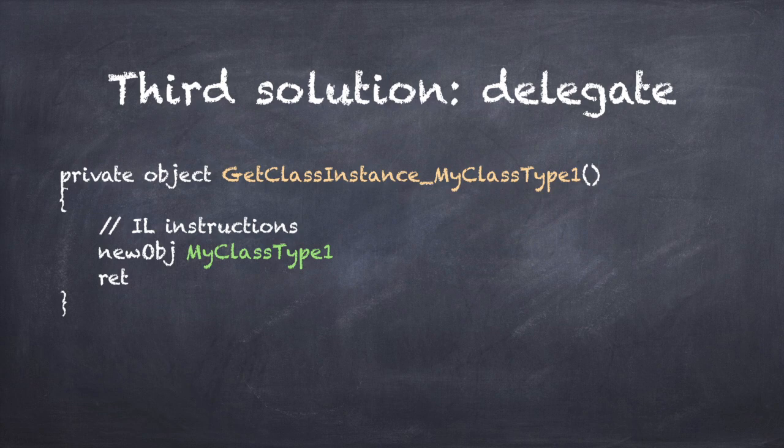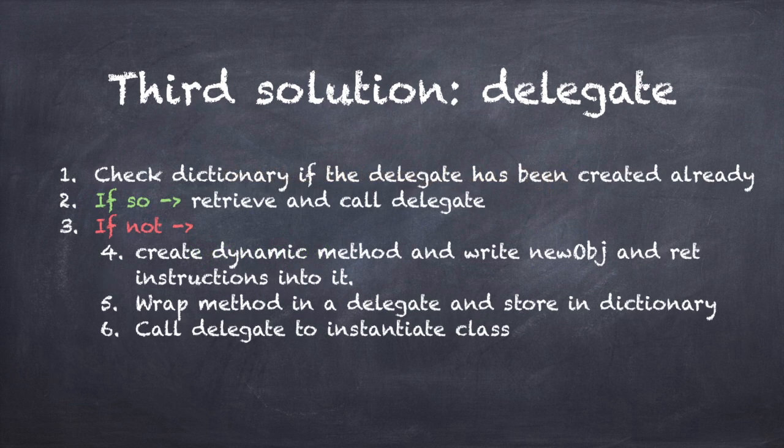Here's how it works. My class factory first receives the type name string, which describes the type of the class instance to create. The first thing the class factory does is check in a dictionary if the corresponding delegate has been created already. If so, the factory retrieves the delegate from the dictionary and calls it directly to create the class instance.